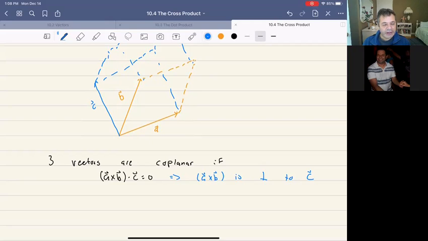So think about the XY plane. The XY plane is perpendicular to the Z axis, okay? And that's sort of a defining characteristic of it. So that's where this idea is coming from.